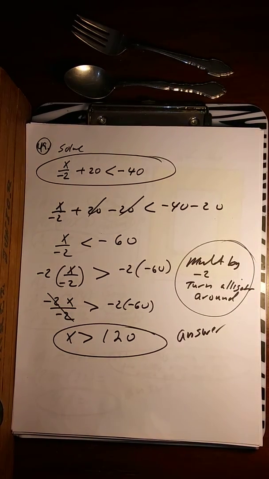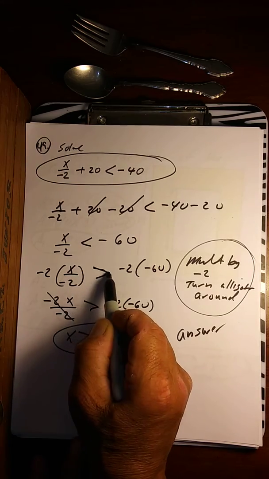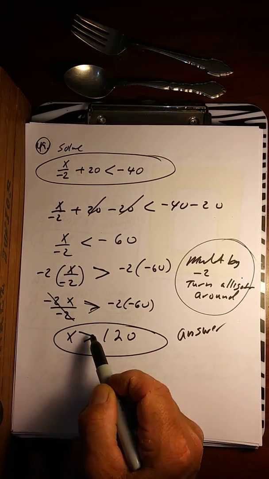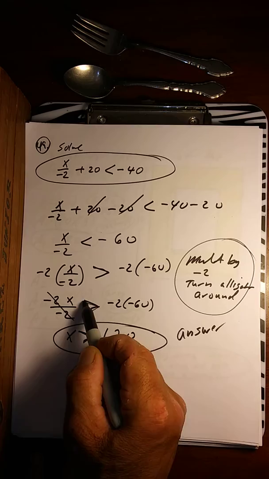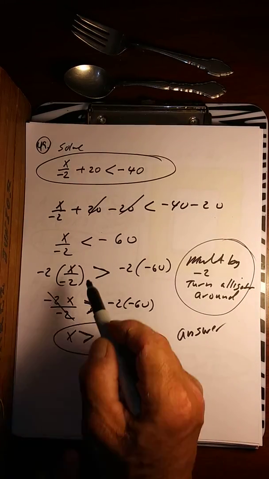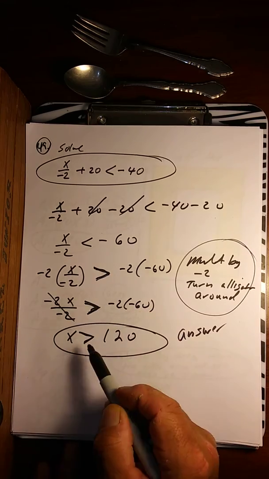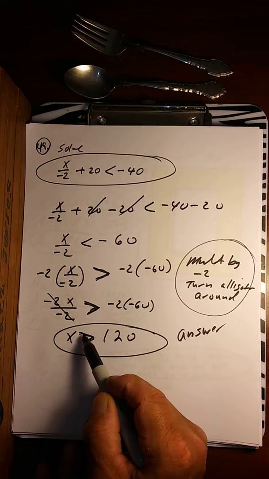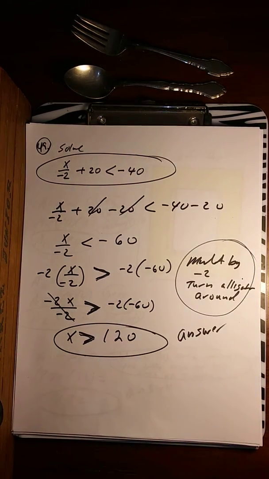And then notice that these stay in this direction. It doesn't change, okay? Make it a little bit darker. There you go, better. Alright. So x is greater than 120.